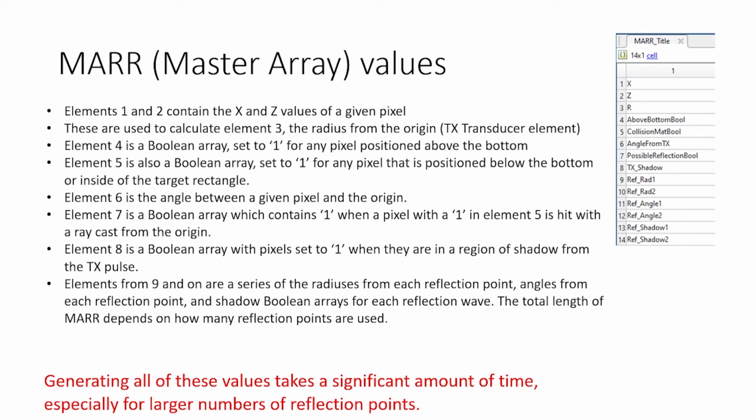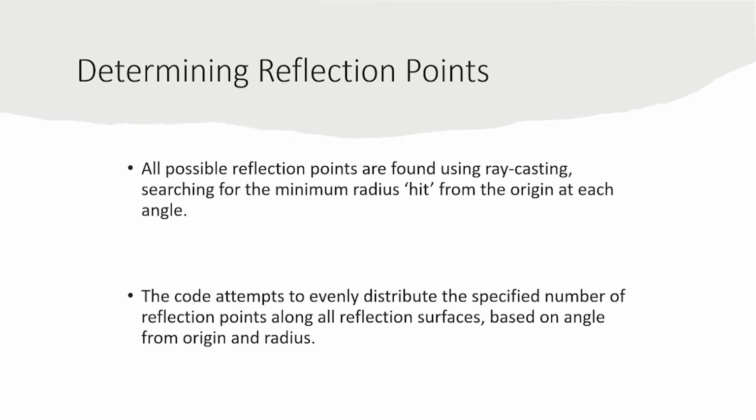So actually generating and filling in all the values for the master array takes a pretty big chunk of time, and it takes even longer the more reflection points I render. To determine the reflection points, I use element 7 of the master array, which is the reflective surfaces, which I make using a raycasting technique. I look for the first reflective object hit from the origin at each angle I index along, and then taking all of those elements on the reflective surfaces, I try to evenly distribute the set number of reflection points along those surfaces so that we get a good approximation of what the bottom looks like, even though we're only using a minimum number of reflection points.